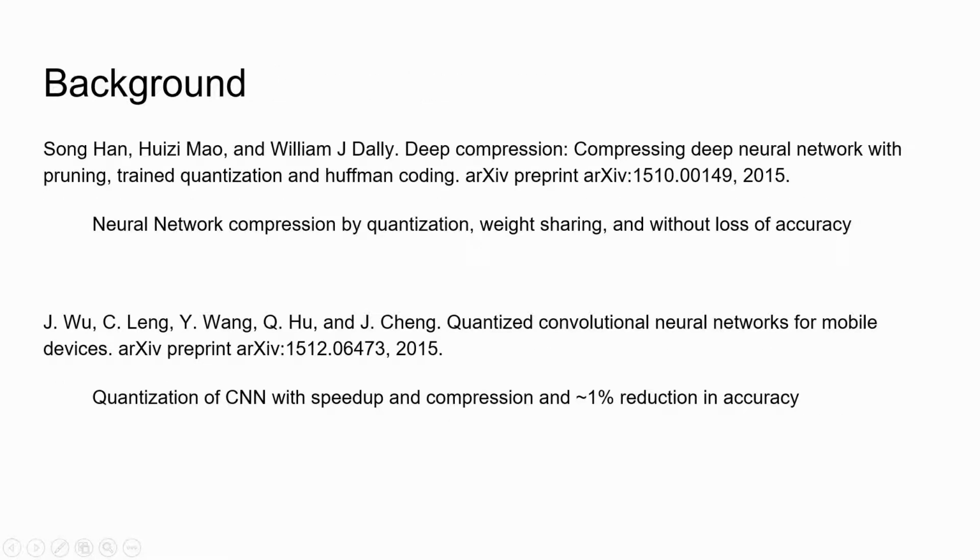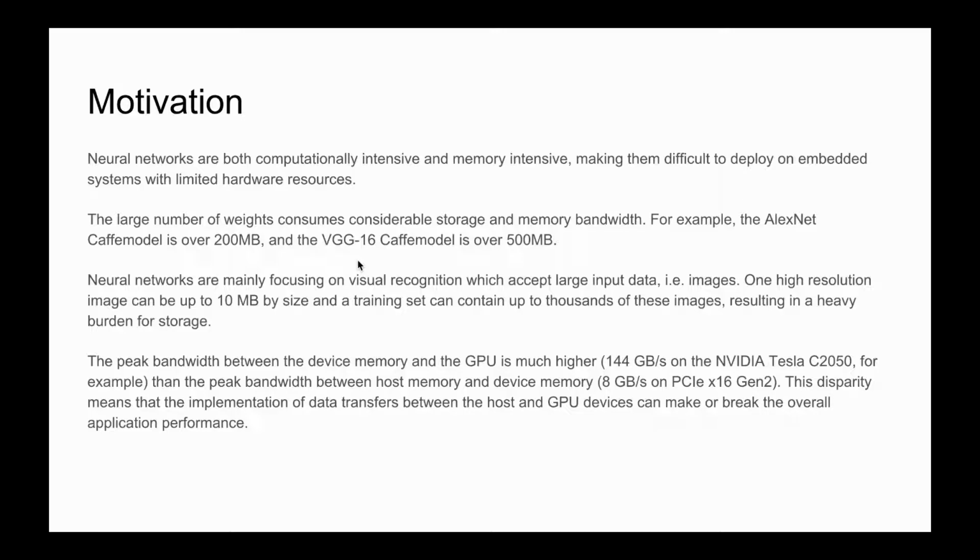Here is some background on using compression to decrease the size of CNN parameters, and therefore increase the speed of training and testing. Song Han et al. in 2015 were able to compress deep neural networks through quantization and weight sharing without losing accuracy. More on these methods later. J. Wu et al. in 2015 were able to use quantization of convolutional neural networks to produce speed-up and compression while losing minimal accuracy.